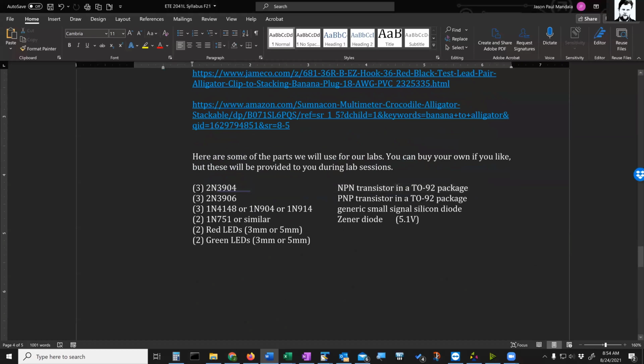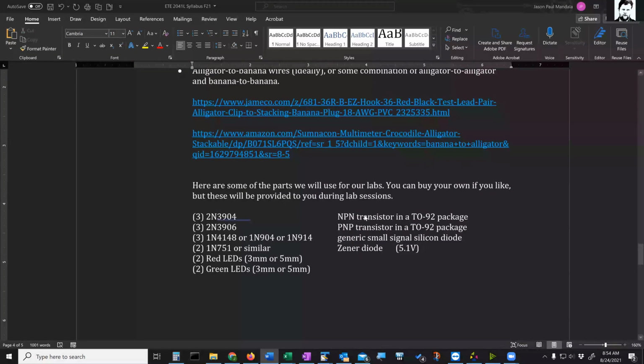Anyway, so back to these components. These components, I can get them for you from the stockroom and provide them to you on the day of the lab. So you don't necessarily need to buy them, but if you do want to buy them for your own prototyping or your own experiments, you can feel free to do that.